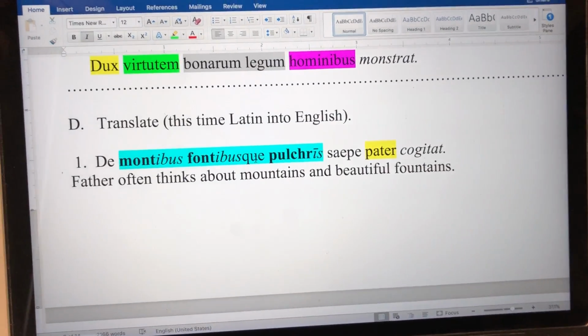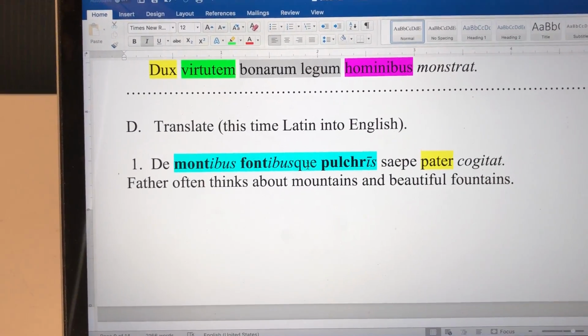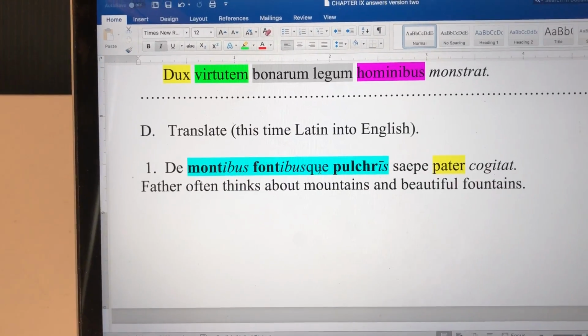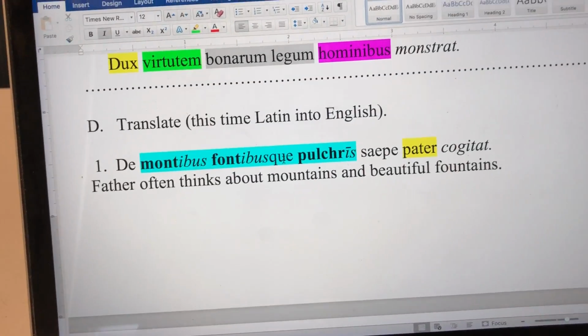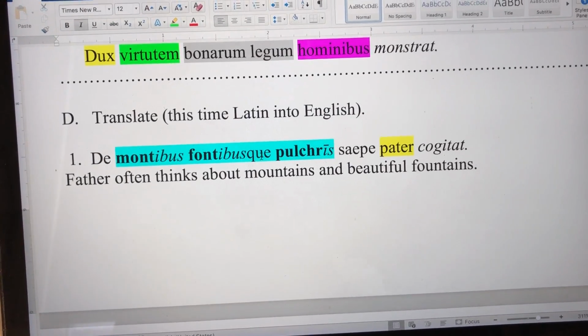And it could be, the pulchris could go with both. So I have it about mountains and beautiful fountains, but it could also very easily have been about beautiful mountains and fountains, and both of those would have been fine.